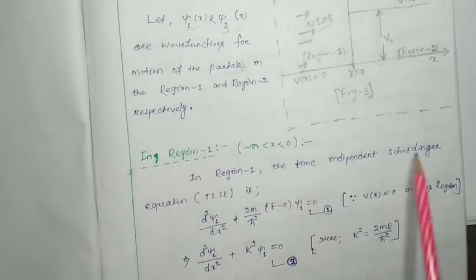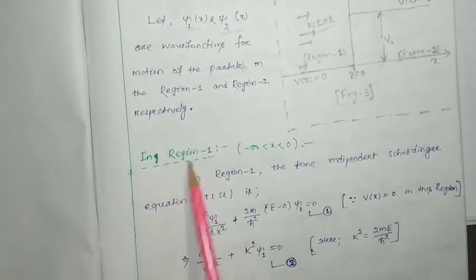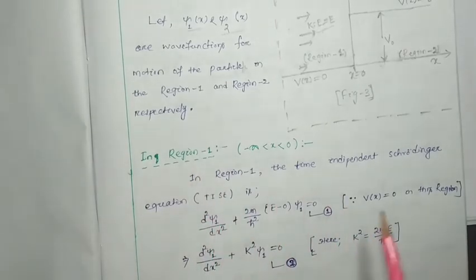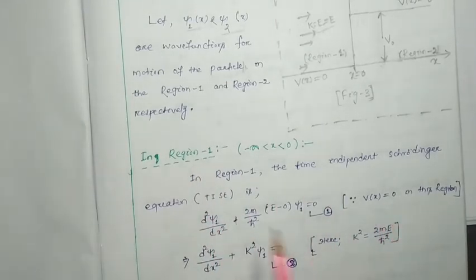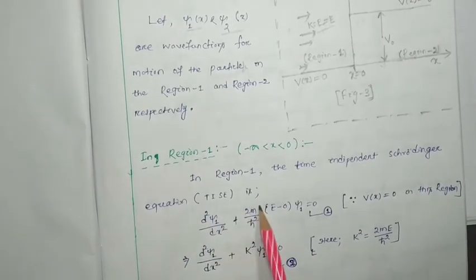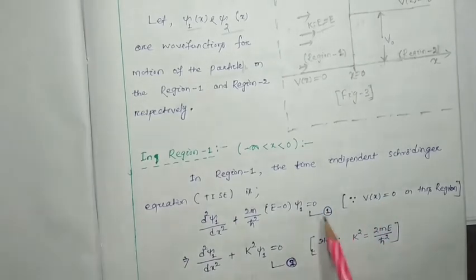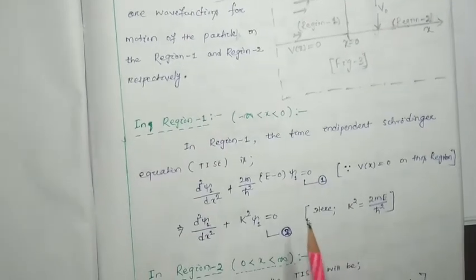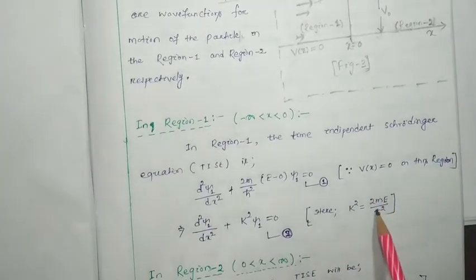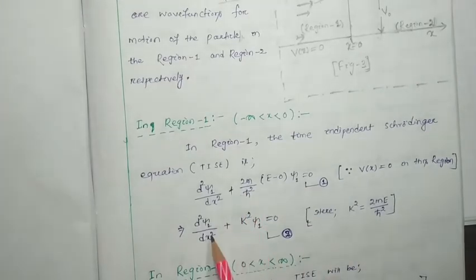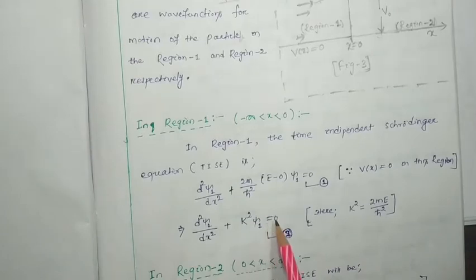As we defined, psi 1 is the wave function for region 1, where the potential V(x) is equal to 0. The time independent Schrodinger equation is d square psi 1 by dx square plus 2m by h cross square (E minus V(x)) psi 1 equal to 0; here V(x) equal to 0. Let this be equation number 1. If we consider k square equal to 2mE by h cross square, this is written as d square psi 1 by dx square plus k square psi 1 equal to 0. Let this be equation number 2.